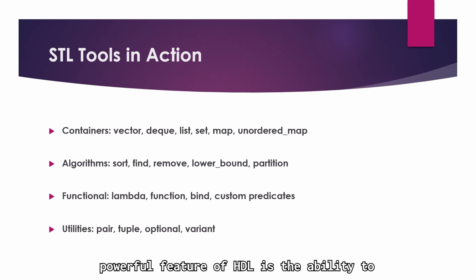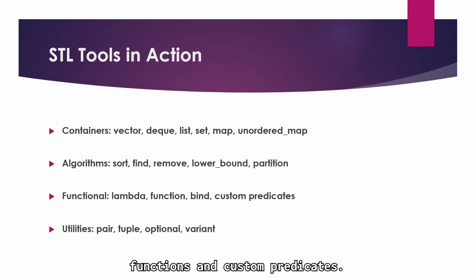Another powerful feature of STL is the ability to use functional tools such as lambda functions and custom predicates. This lets you write cleaner and more flexible code. Don't forget about utility types like pair for two elements and tuple for more than two. You will see how each of these tools plays a vital role as you implement your project.